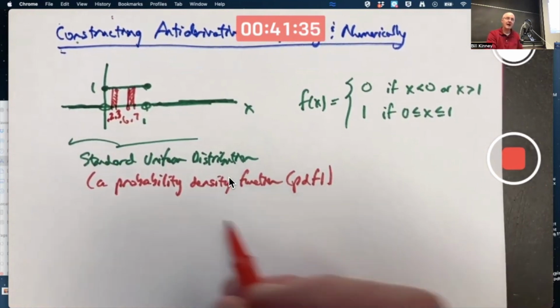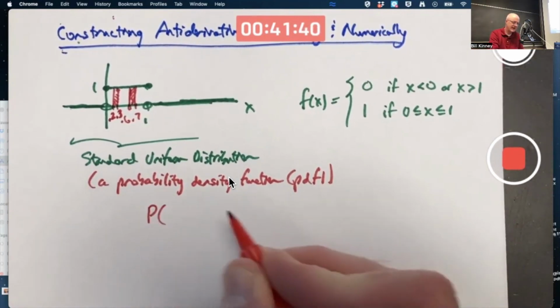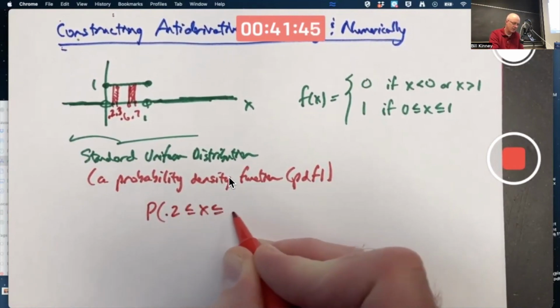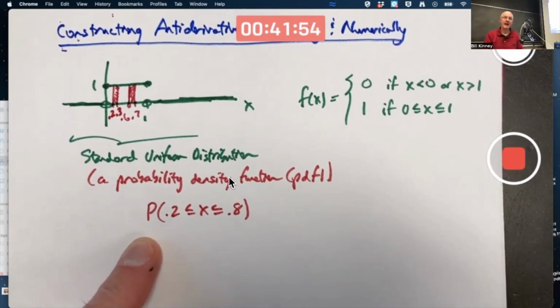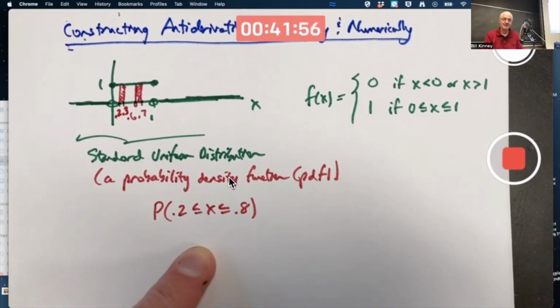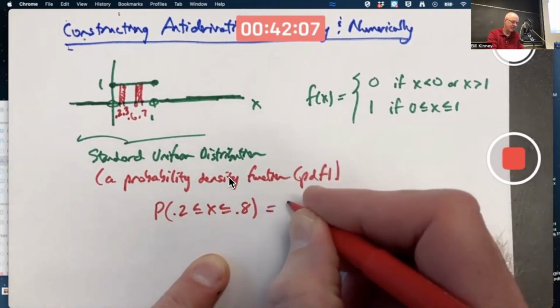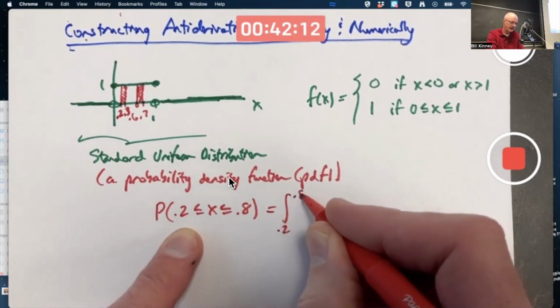You can use this to model probability as well. If I write an expression like this, P of 0.2 less than or equal to x less than or equal to 0.8, for example, that is a symbolic way of saying what's the probability that my data point is between 0.2 and 0.8. And the way these density functions work is that you find that probability by integrating the density function over the given interval, 0.2 to 0.8.